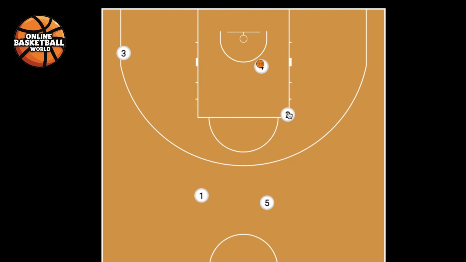So let's look at it again. We want to have number 2 here, who is going to be our shooter that we want people to chase around the floor, right? And number 1 is our point guard. So it starts off again.